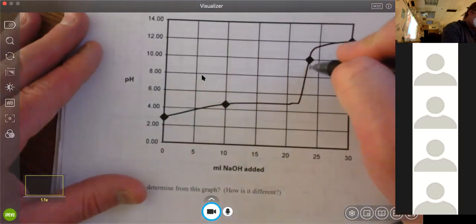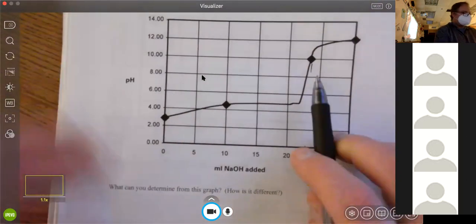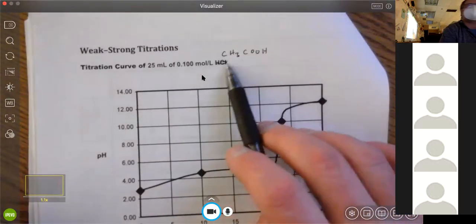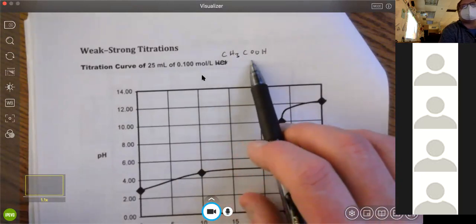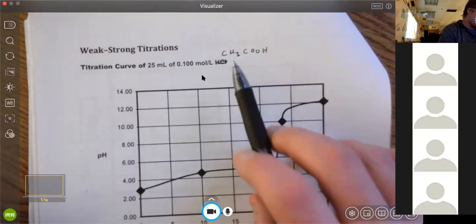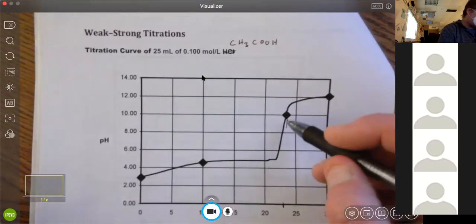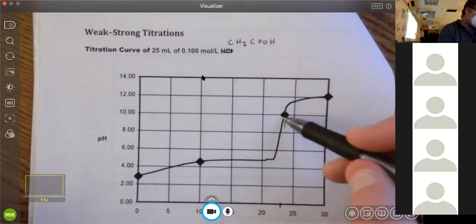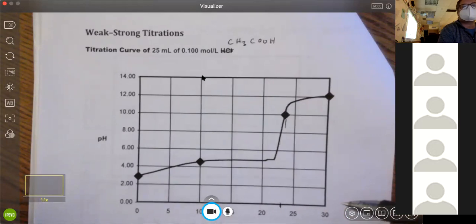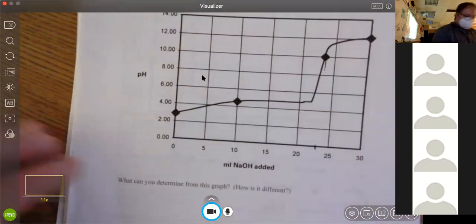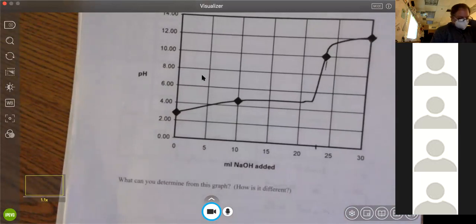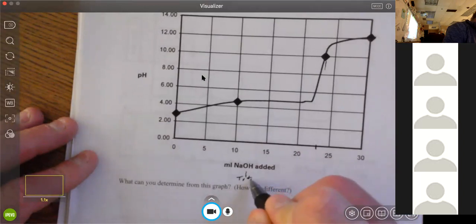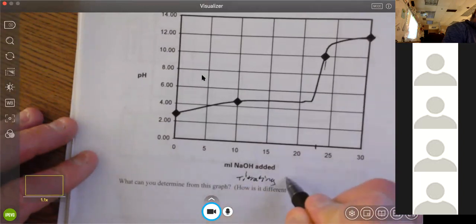Now, the biggest question, I believe, last time was, why is the equivalence point up here? Well, as we titrate that weak acid, and you'll need to make this change on there, it didn't make it for the final edit, as we titrate that weak acid, we are forming that base. So that's going to bring the pH up higher. So what can you determine from this graph? Well, one, we have sodium hydroxide titrating acetic acid.